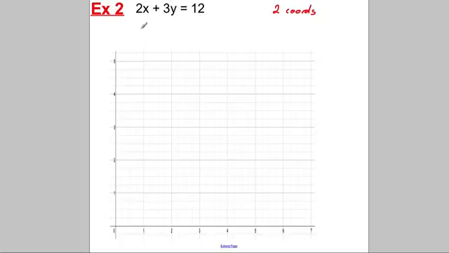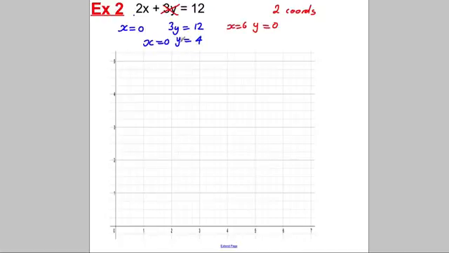I would always do something fairly straightforward here. I would imagine x was 0. Let's pick x to be 0. If x was 0, that would be gone. And we'd have 3y would be 12, so y would be equal to 4. So x is 0 and y is 4 is one of the points. Then I would imagine now y was 0. If y was 0, 2x would be 12, so x would be equal to 6.